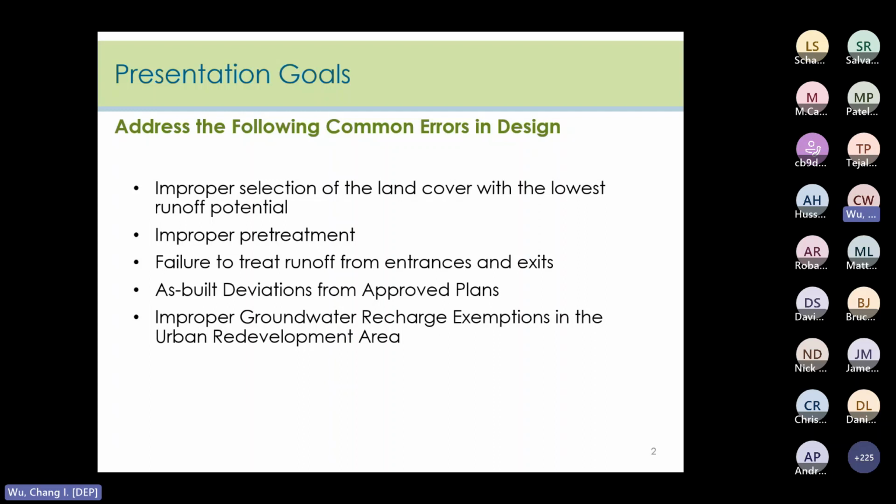The goal of this presentation is to provide an overview of common errors in designs that we have seen in our reviews. These include not using the land cover with the lowest runoff potential, improper pre-treatment, not capturing runoff from entrances and exits, post-approval plan changes, and misapplication of the groundwater recharge exemption in the urban redevelopment area.